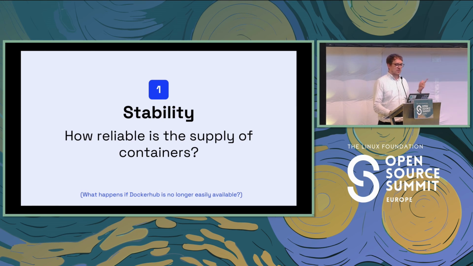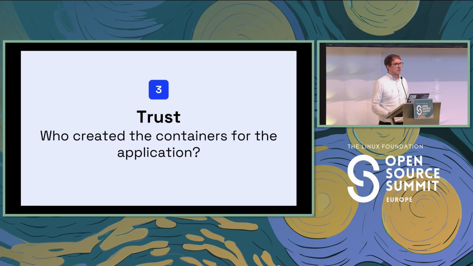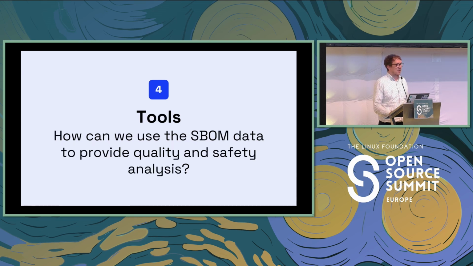The first one is around stability. So how reliable are these supply chains? In other words, what would happen if Docker Hub might not be available by chance in any way? And what would that mean for the technology we use to run the government? Also on security, so how secure is this? Can I look into it? Do I know what's happening within these supply chains? The third one is around, for sure, trust. Who created these containers or checked on these containers?